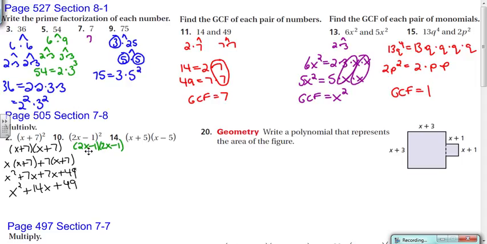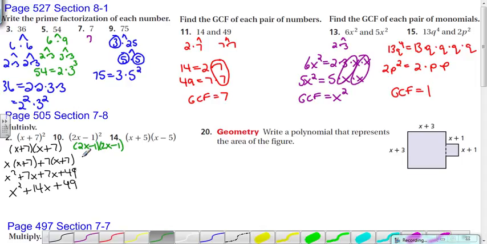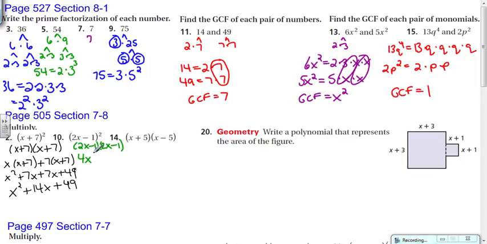Okay, this one I'm going to FOIL just to do something different. So I would do 2x times 2x, which is going to be 4x squared. Then my outsides are 2x and negative 1, which is negative 2x. My insides are negative 1 times 2x, which is negative 2x. And my last times my last, negative 1 times negative 1 is positive 1. So I can combine my negative 2x and negative 2x and get negative 4x plus 1.